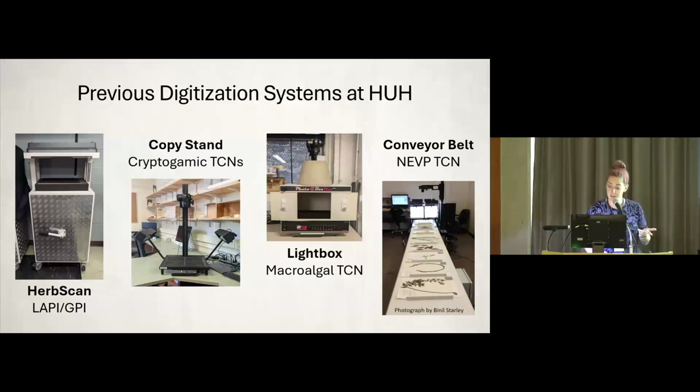We use a camera mounted on a copy stand for many of the cryptogamic TCNs, but this workflow requires a lot of manual editing and cropping of images because they're packets that are pinned onto sheets. We use this modified jewelry light box for imaging macroalgae specimens, which is also quite slow. It involves opening and shutting the box for each image, and our macroalgae are stored in polypropylene sleeves, so you have to remove it from the sleeve to reduce the glare.